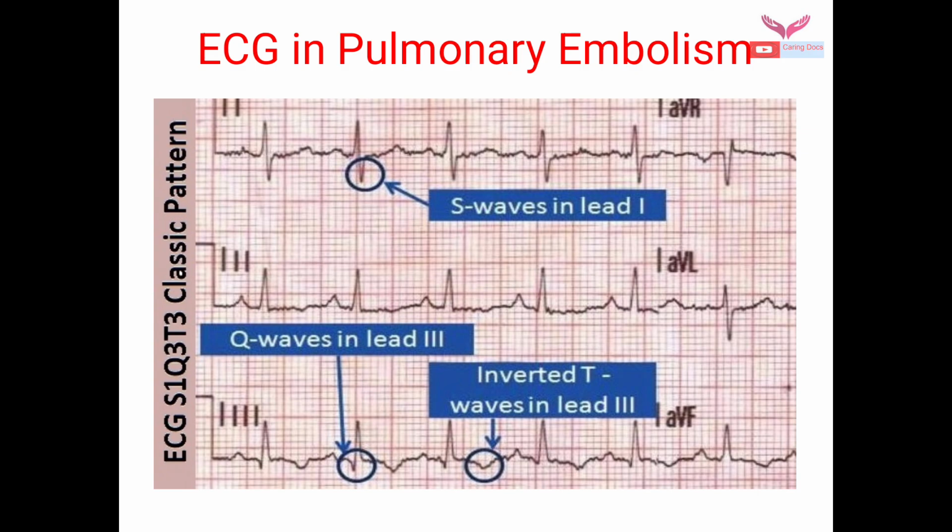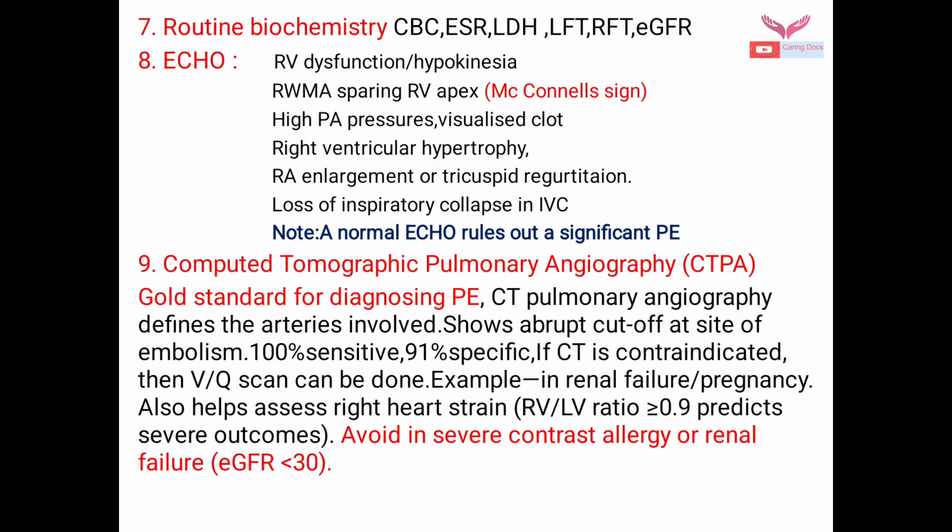The ECG in pulmonary embolism, though this S1Q3T3 pattern is specific, it is a rare finding. It is only seen in less than 6% of the cases. Routine biochemistry, we can do CBC, ESR, LDH, LFT, RFT, eGFR. Then we can do echocardiography.